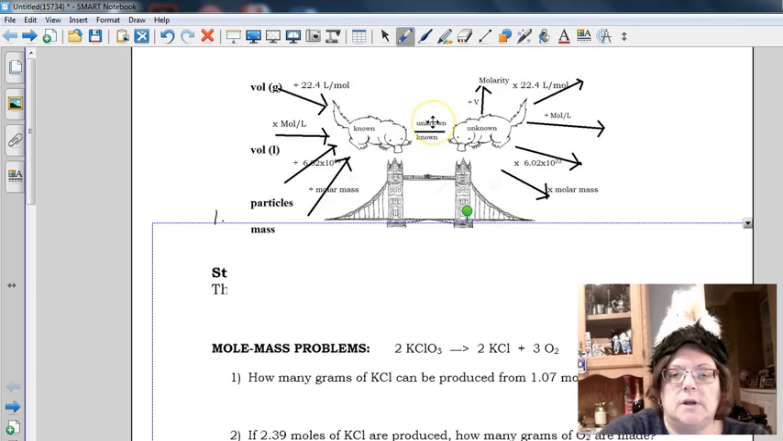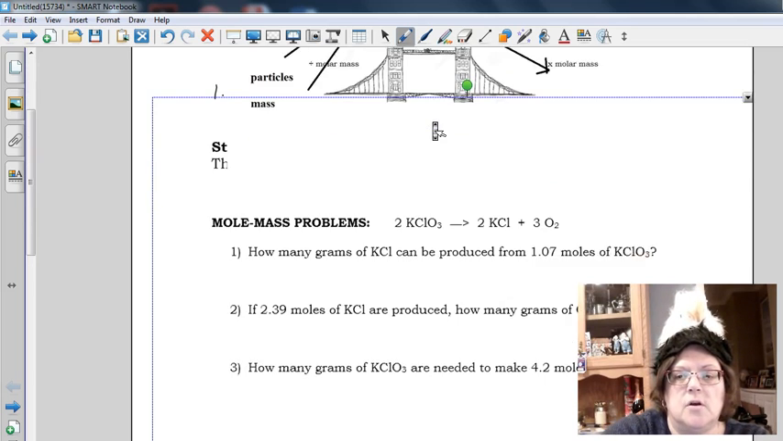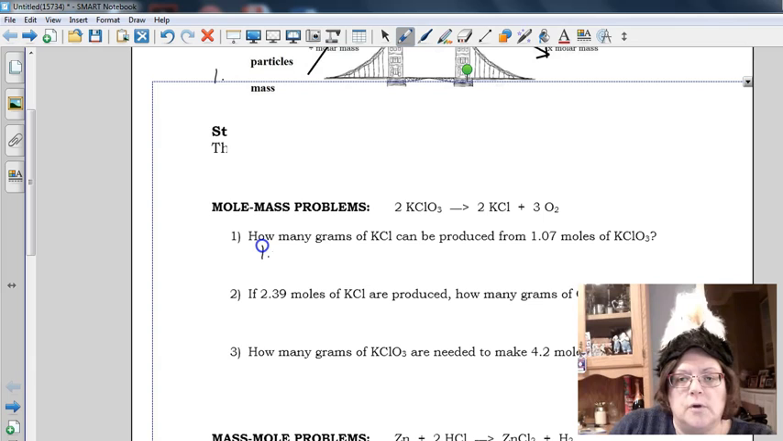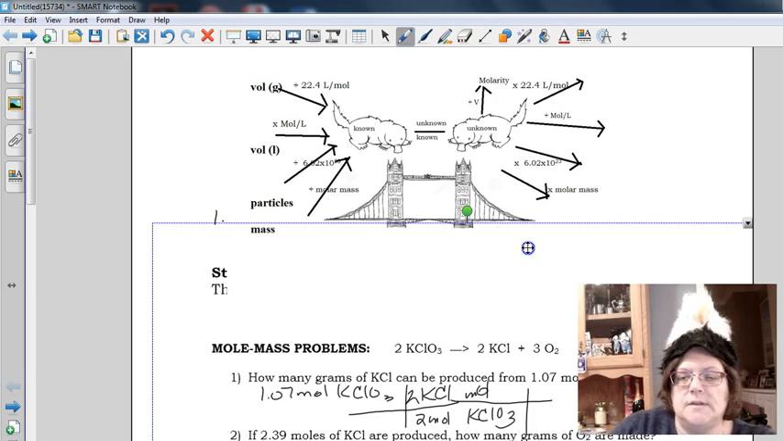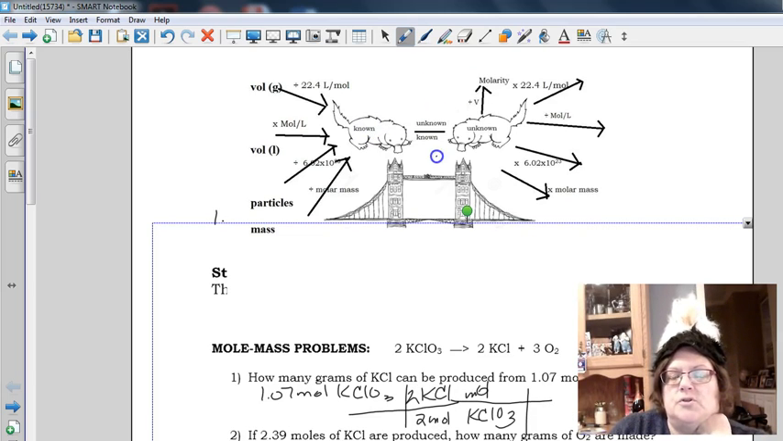I have to multiply by the ratio of the unknown to the known. So I'm going to take 1.07 moles KClO3, and my ratio is 2 to 2. 2 moles of known goes on the bottom. I'm solving for KCl, 2 moles. And then I want grams. So now I'm at this point. I've gone from known times 2 to 2. I'm at unknown.